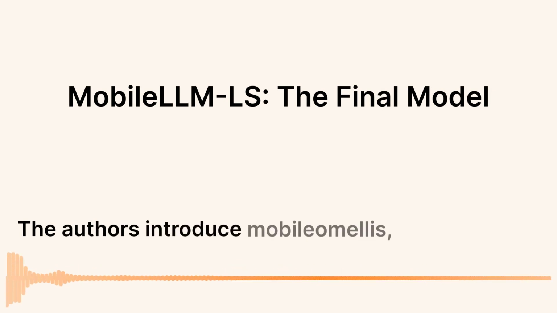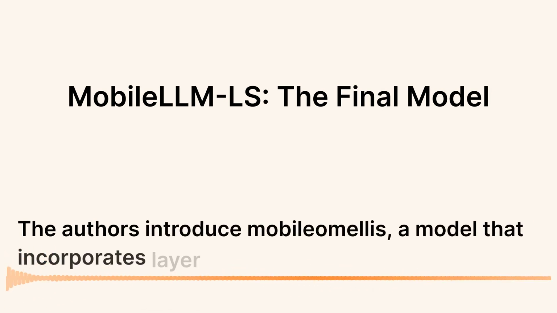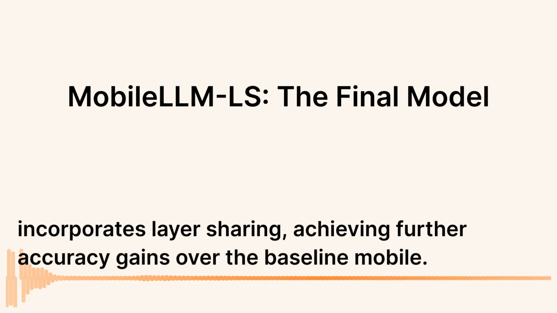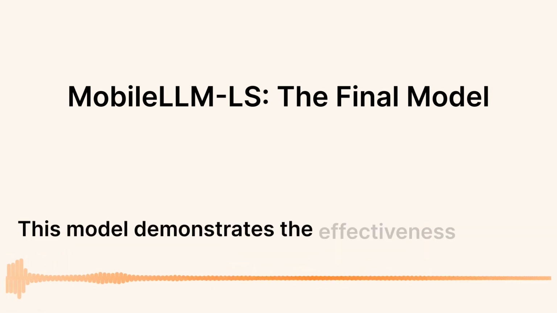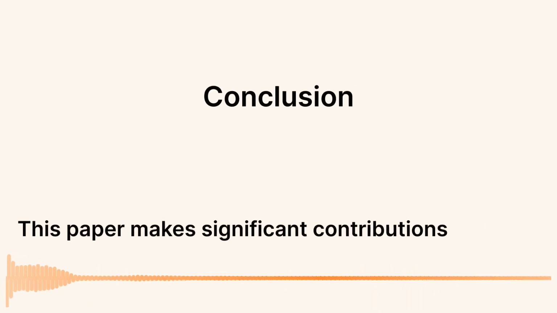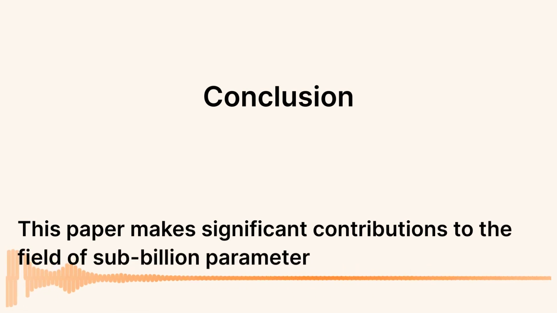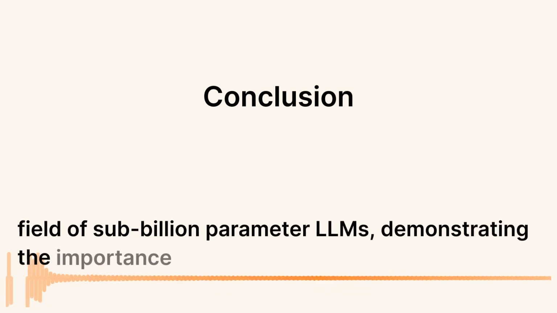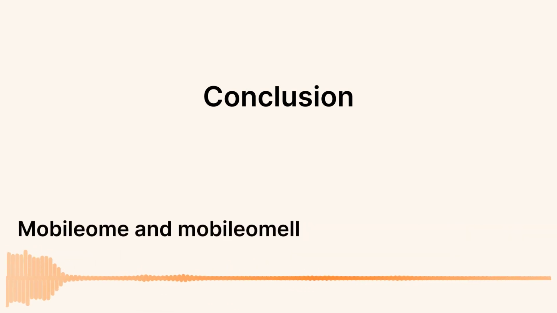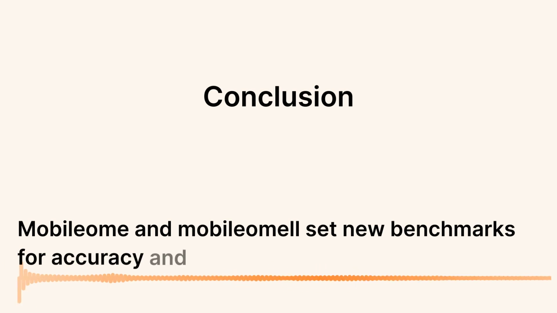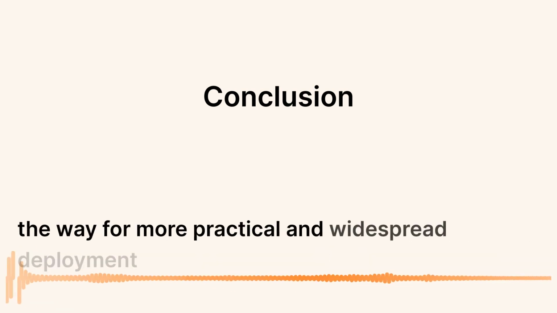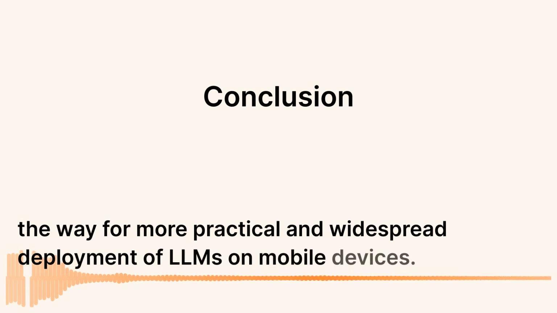The authors introduce MobileLLM-LS, a model that incorporates layer sharing, achieving further accuracy gains over the baseline MobileLLM. This model demonstrates the effectiveness of their proposed weight sharing technique. This paper makes significant contributions to the field of sub-billion parameter LLMs, demonstrating the importance of architectural design for smaller models. MobileLLM and MobileLLM-LS set new benchmarks for accuracy and efficiency in this category, paving the way for more practical and widespread deployment of LLMs on mobile devices.